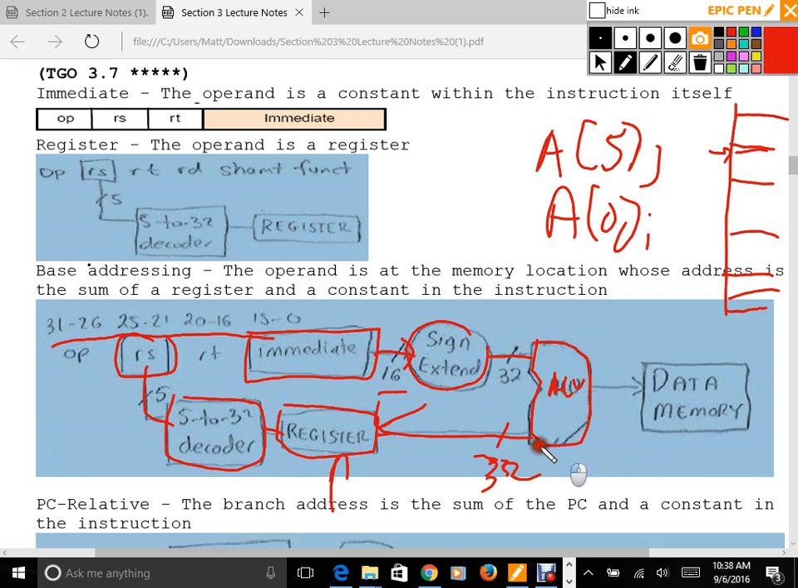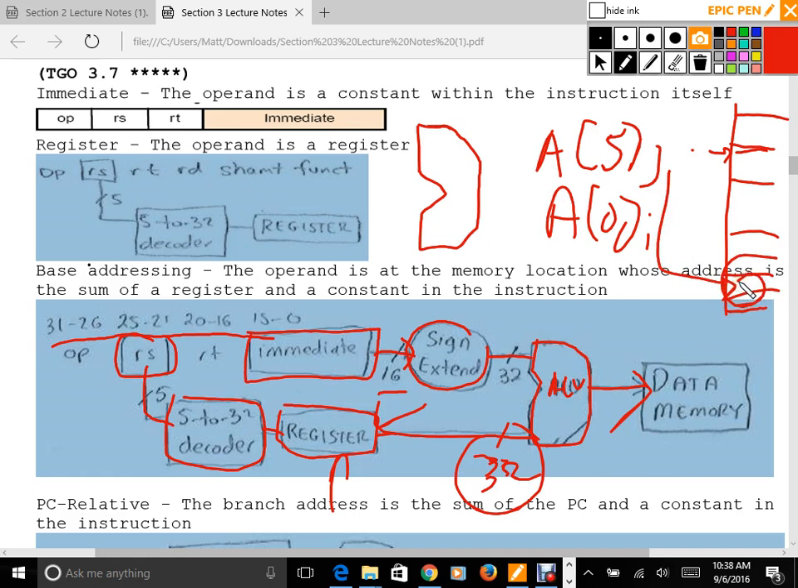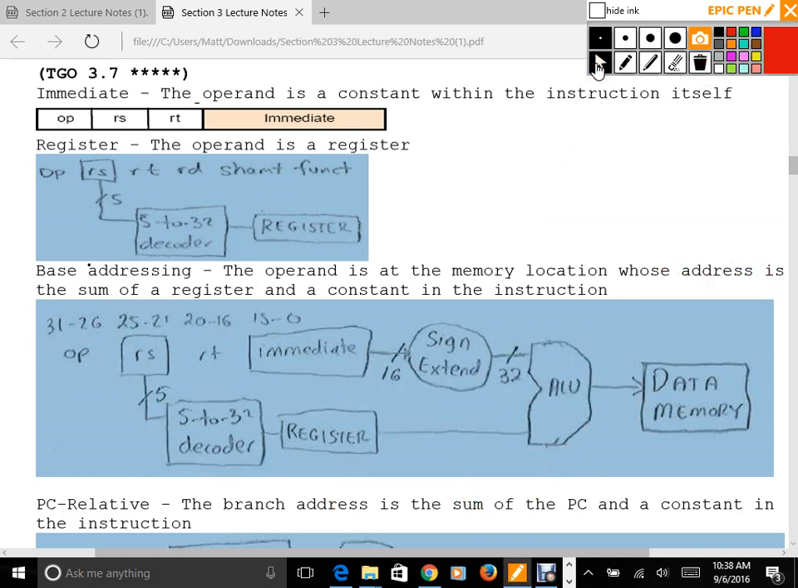The typical logic symbol for an ALU is this weird looking Pac-Man type thing, right? And then you add them together, and that gives you your data memory location. So you have A of 0, and then you add the value in the immediate, and that takes you to your actual A of 5. So that's what a pointer actually is saying. The memory location is there.